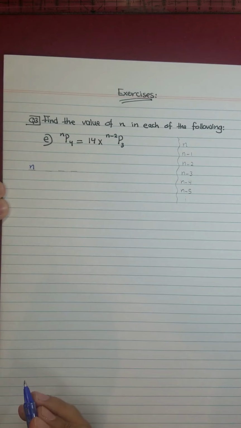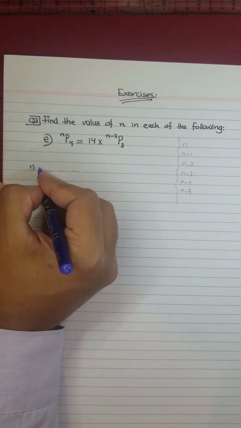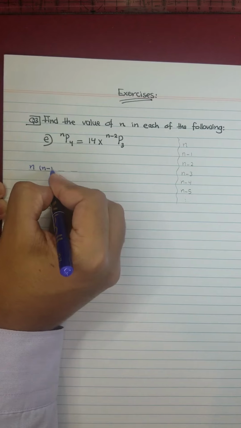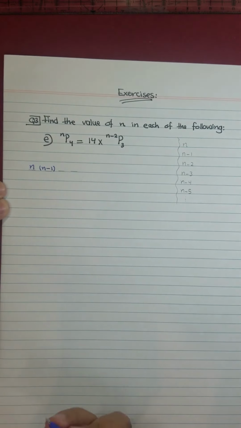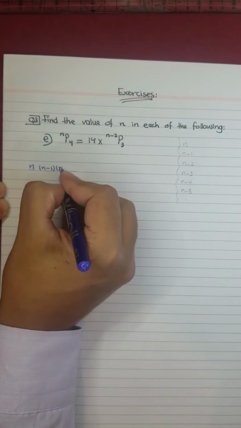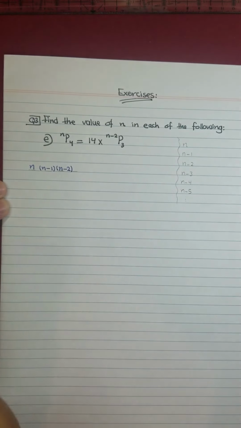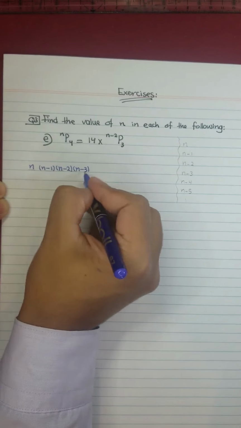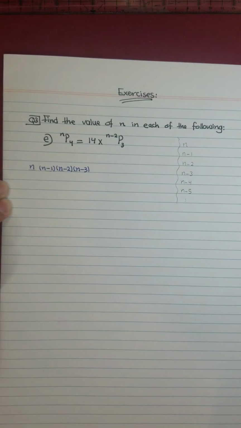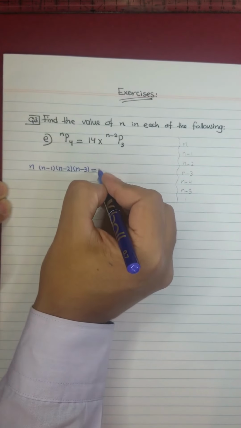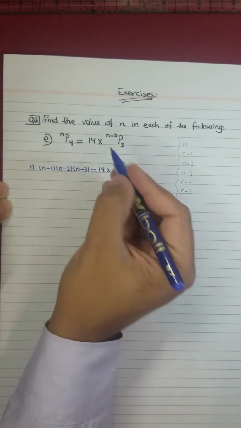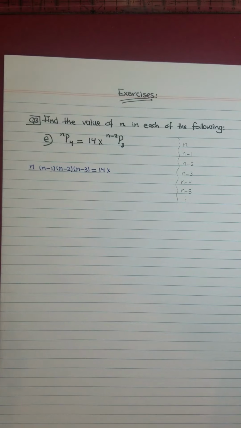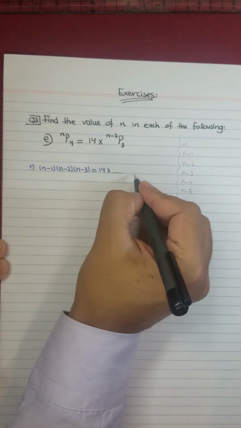Then you reduce 1. Like you start with 8, and then you reduce 1, you get 7. It's the same thing here. So you reduce 1, you get n minus 1. And then you reduce 1, you get n minus 2. And then you reduce 1, you get n minus 3. These are 4 factors that start with n, equals 14 times. This here is not 4 factors, however. It is 3 factors only.